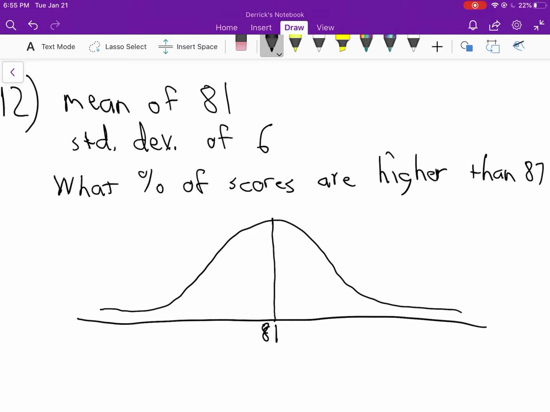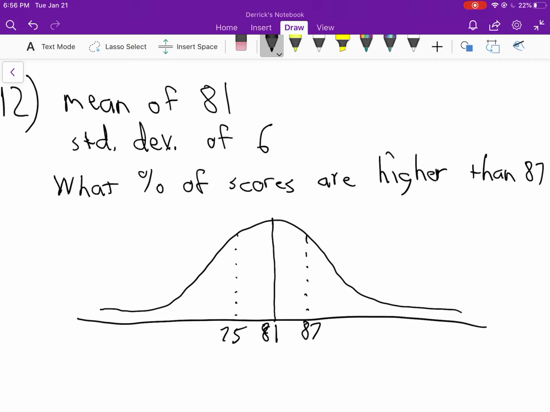In order for me to figure out what percent of scores are higher than 87, I need to know where 87 is on this graph, how many standard deviations away it is. Since my standard deviation is 6, I'm going to start adding 6 and subtracting 6 on both sides until I get to 87. It doesn't take long, because 81 plus 6 is 87, so one standard deviation away I find my 87. 81 minus 6 in the other direction would be 75.